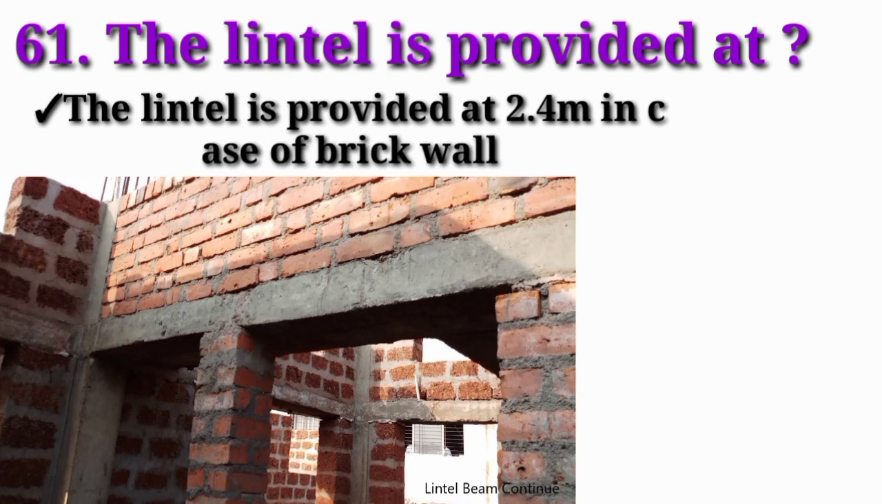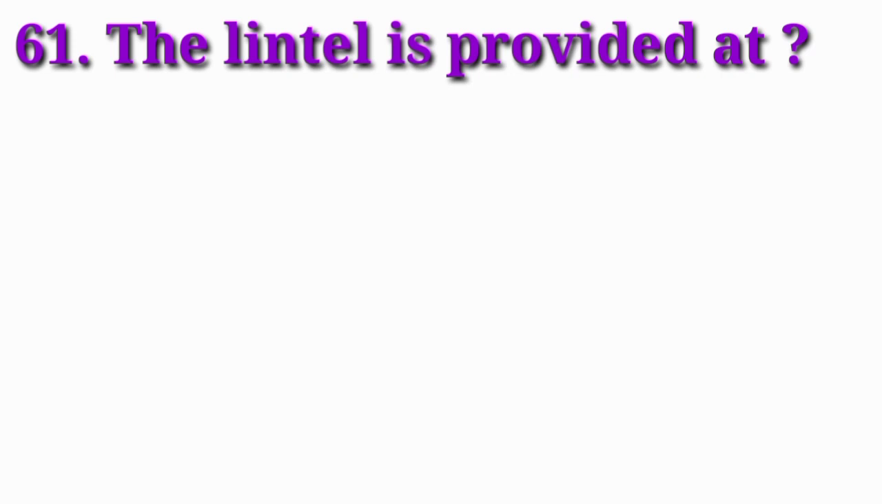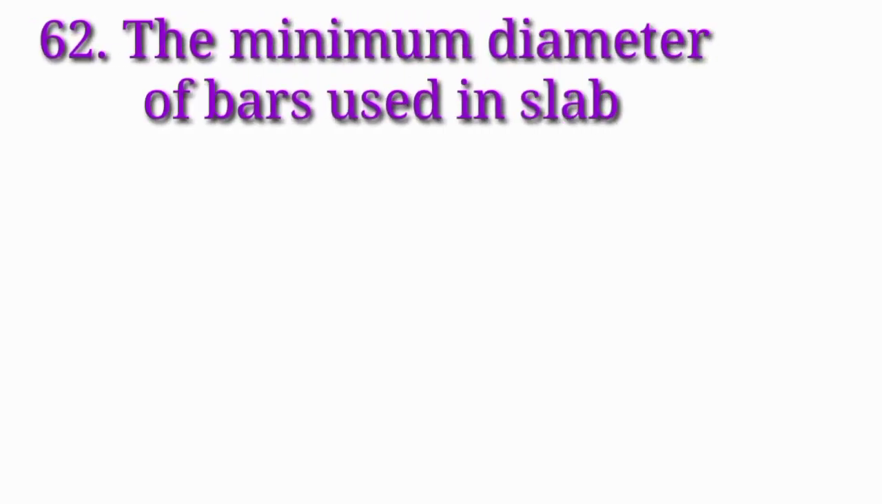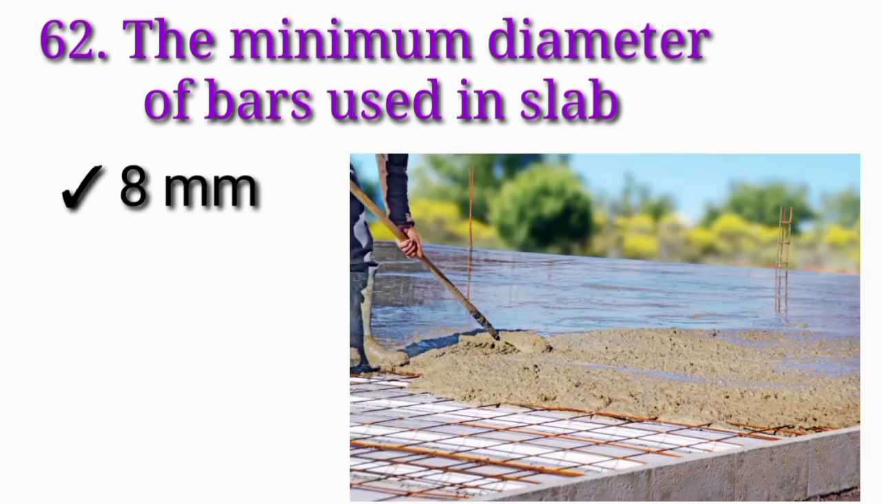The next question is number 62. The minimum diameter of bars used in a slab is 8 mm. A bar of diameter less than 8 mm is not used in a slab. This is the minimum diameter of bar used in a slab.